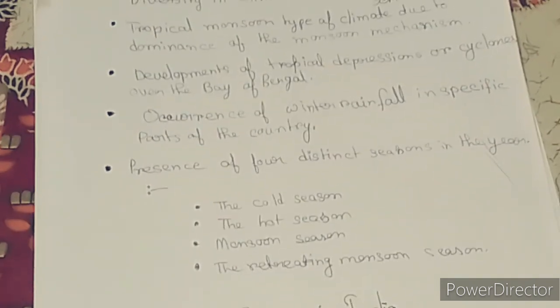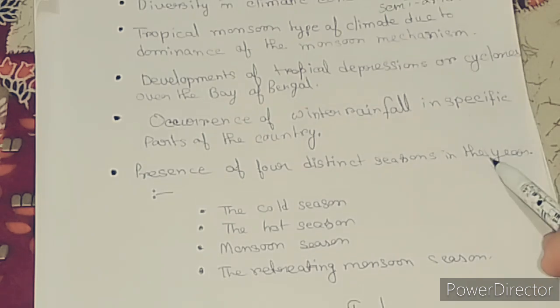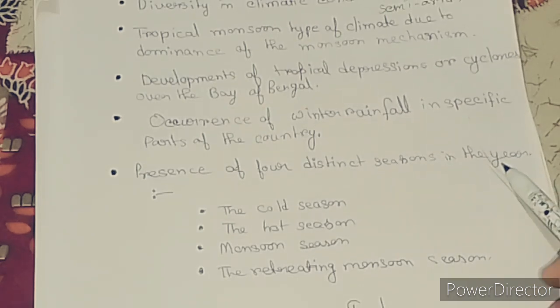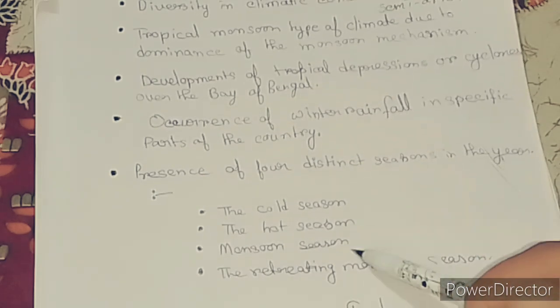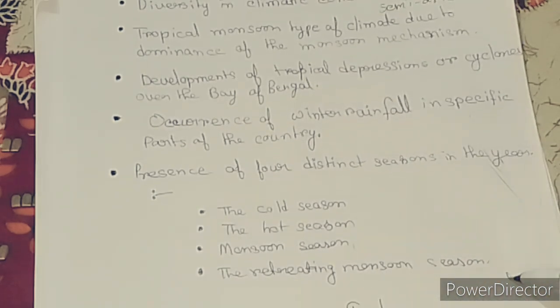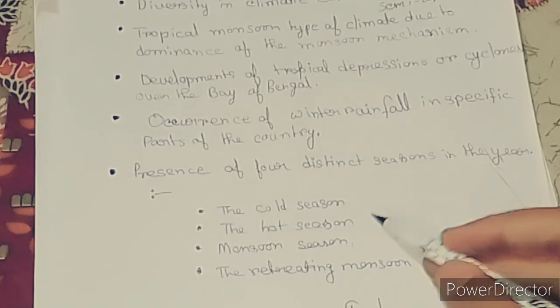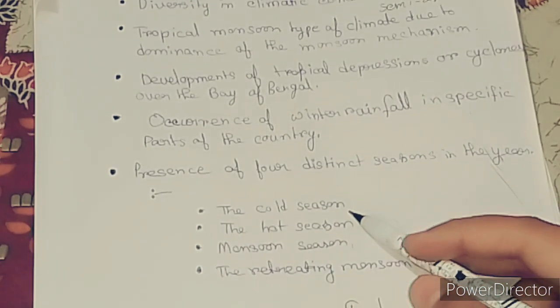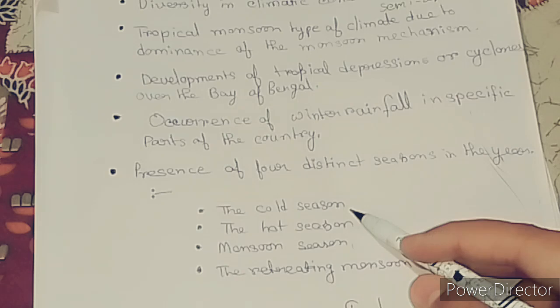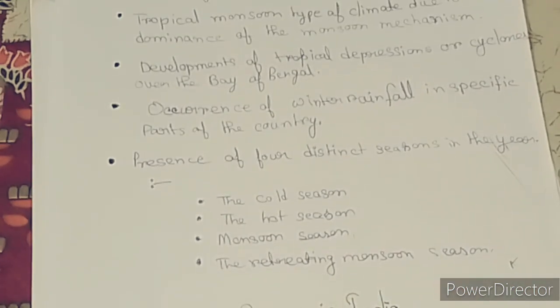And last but not the least, the last feature of the Indian climate is the presence of four distinct seasons in India. So what are the four main seasons? That is cold season, hot season, monsoon season and the retreating monsoon season. We will be reading about all of these in the next part. What is the duration of cold season? It is mainly from December to February.